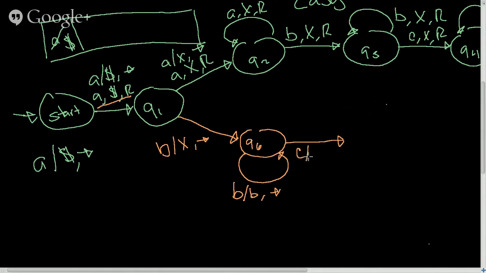Now it's going to get a little more complicated, and I'll come back and do that. If we see a C, write X and move right. Skip all the C's from there. This is Q7.